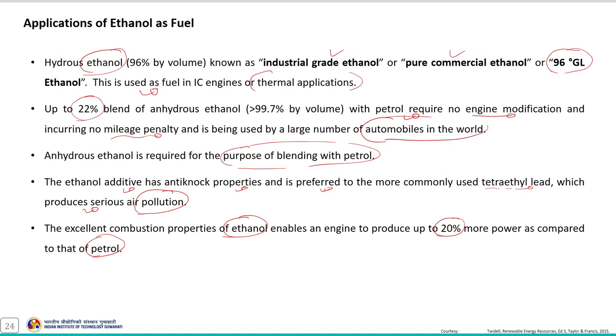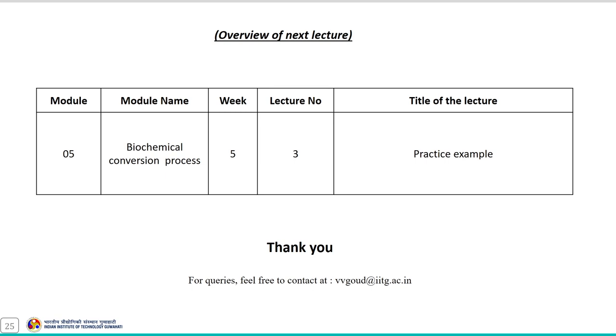This covers the discussion about the biochemical processes. In the next lecture, we will discuss a few more important concepts on the biochemical conversion process, that is alcoholic fermentation and anaerobic digestion. Followed by that, we will practice a few examples on the concept of the biochemical conversion process. Thank you.